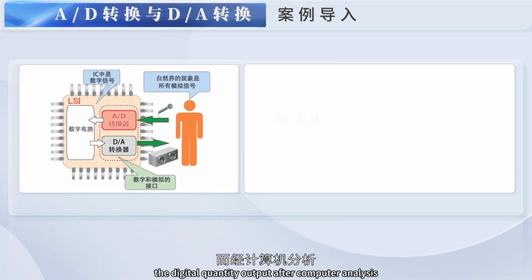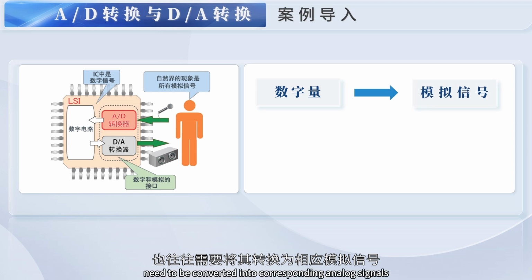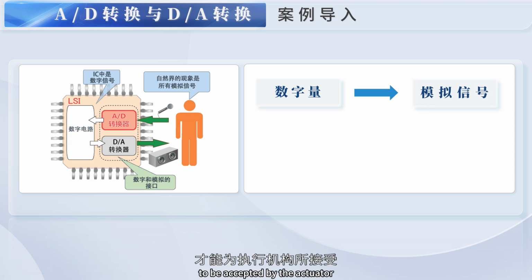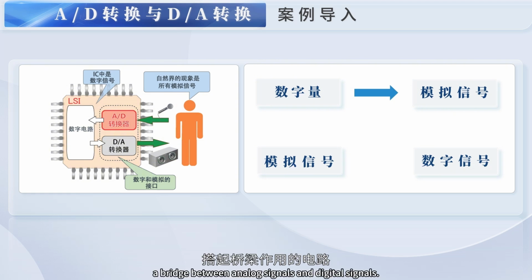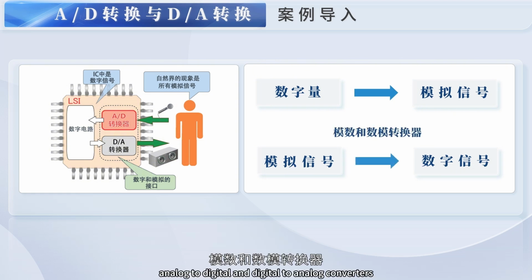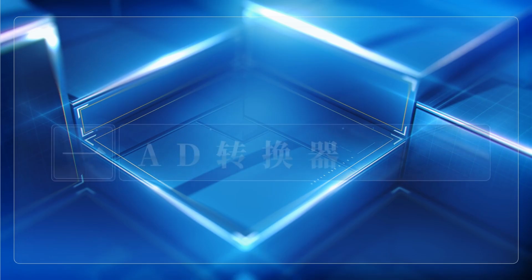The digital quantity output after computer analysis needs to be converted into corresponding analog signals to be accepted by the actuator. In this way, a circuit is needed that can serve as a bridge between analog signals and digital signals: analog to digital and digital to analog converters.